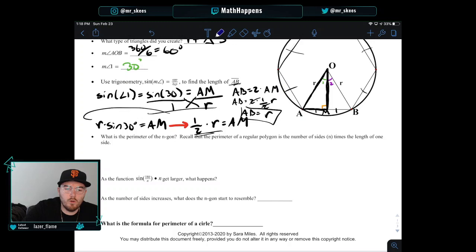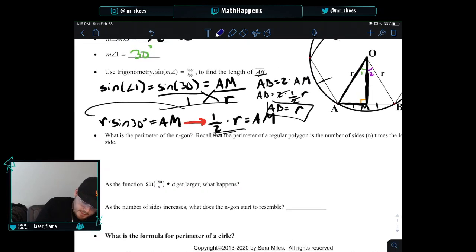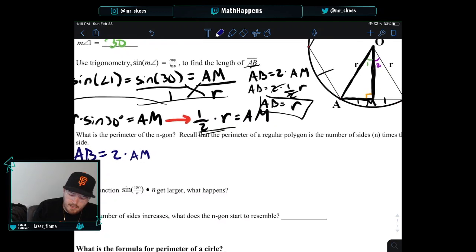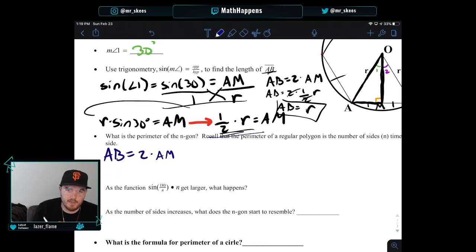Okay, so remember, AB here is equal to 2 times AM. AM was this for a 6-sided shape. But what is it for an N-sided shape?